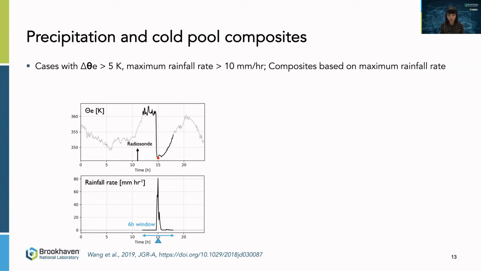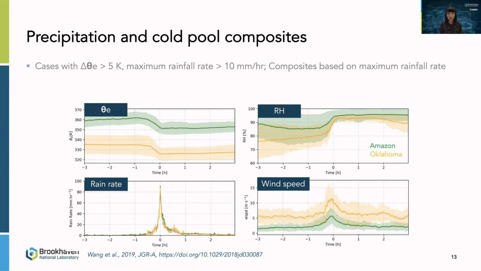So we only look at these very strong cases in this study, and we did a composite based on the timing of the maximum rainfall rate for the selected cases. So here, what I'm showing is the composite of surface variables. You have theta E and relative humidity on the top panel, and rainfall rate and wind speed on the bottom panel. And Amazon cases are plotted in green, Oklahoma cases in yellow. The solid lines are mean values of these quantities, and shadings are standard deviation.